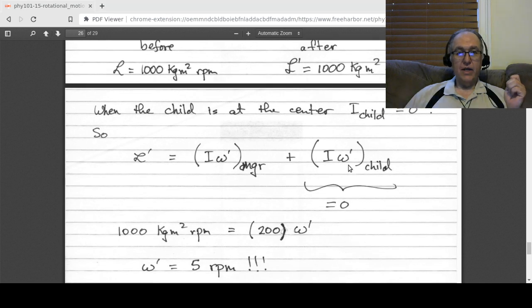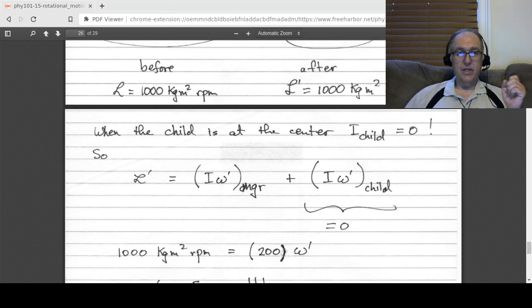Okay, when the child is at the center, the moment of inertia of the child is 0. So the before is the same. So we have the total angular momentum before. That's that 1,000 kilogram meters squared RPM. Okay, so I'm not going to recalculate that because it's the same. So my angular momentum after is still the same number. The moment of inertia for the merry-go-round is 200.